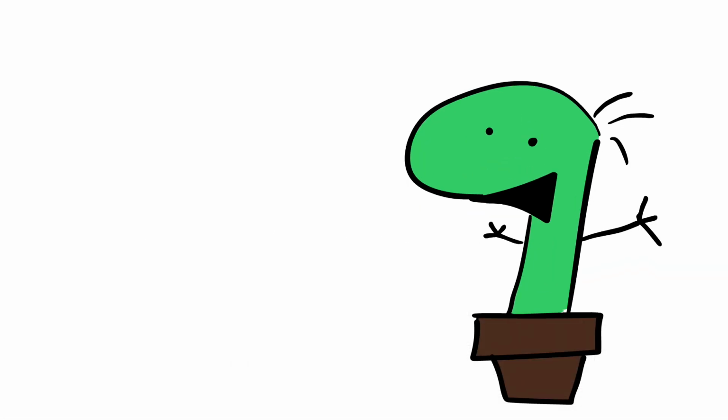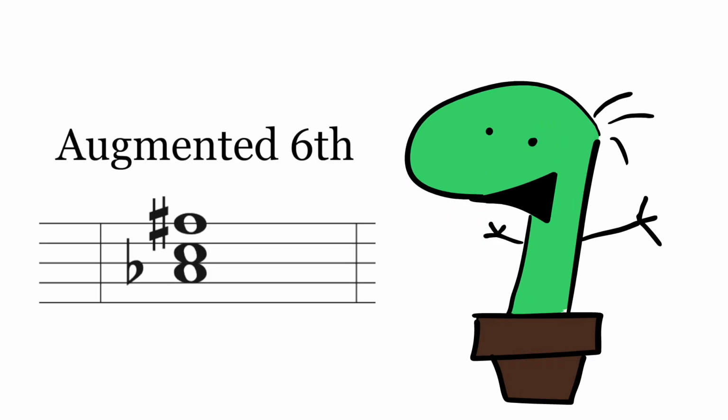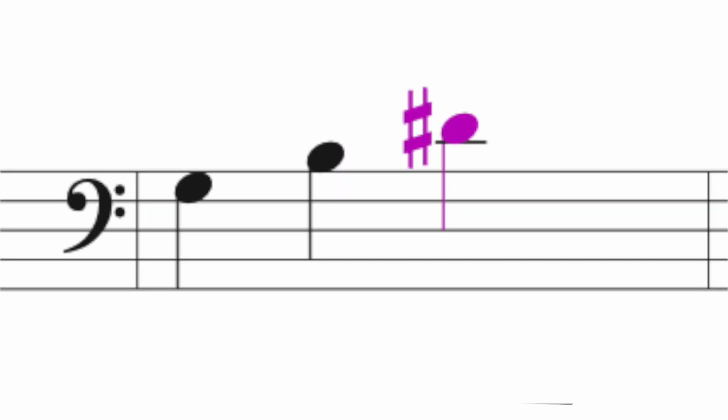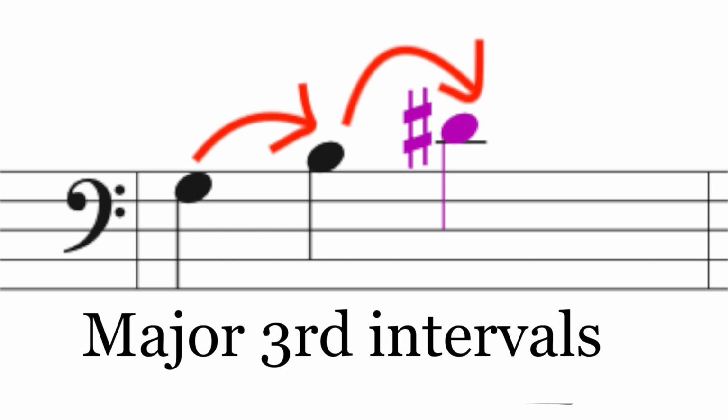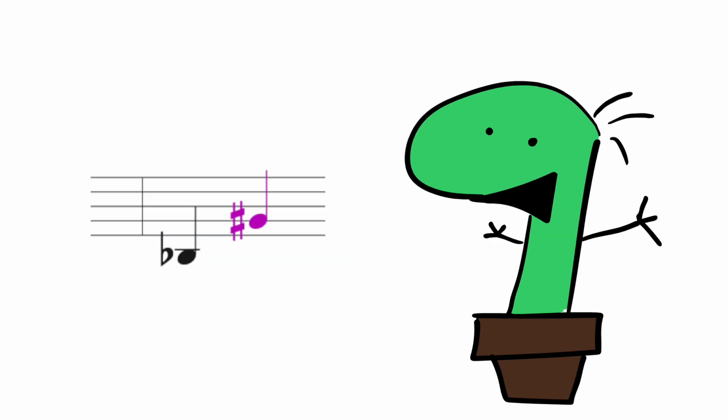But why is it like that? Well, this is an augmented 6th chord. First things first, don't confuse this with an augmented chord. Augmented chords have major third intervals between each of the notes and are completely different than augmented 6th chords. The defining characteristic of an augmented 6th chord is specifically the augmented 6th interval.